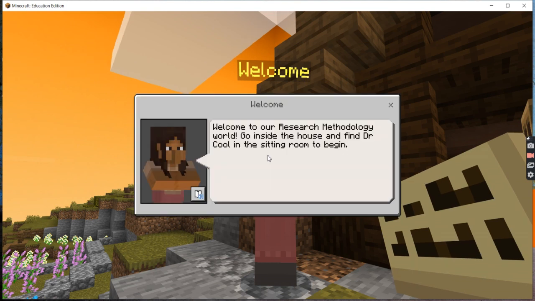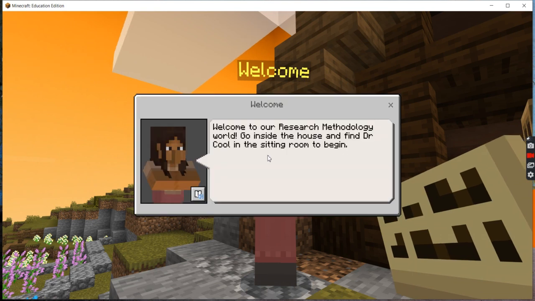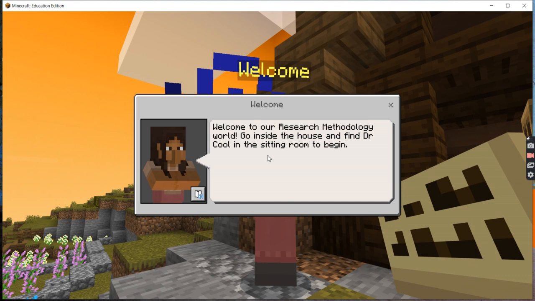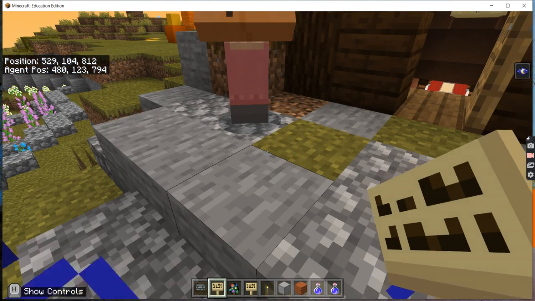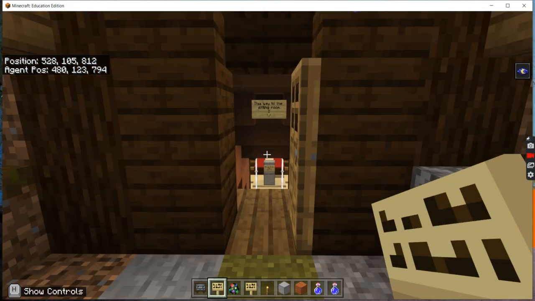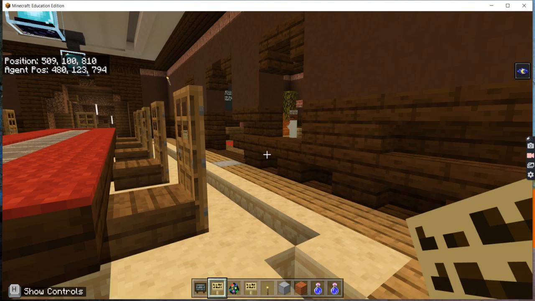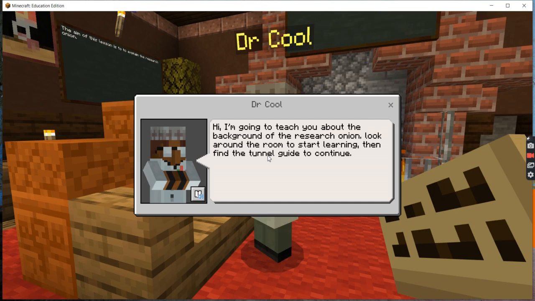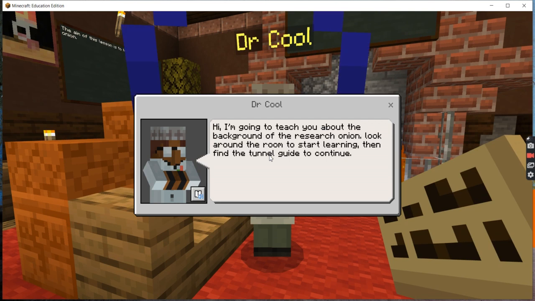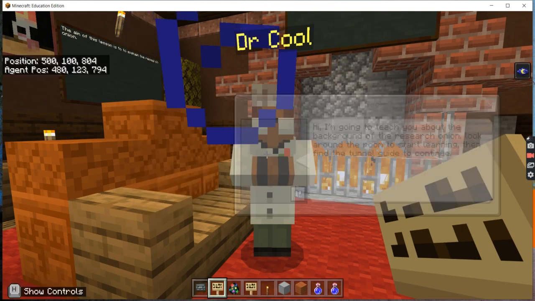Welcome to our research methodology world. Let's go inside the house to find out more. To find Dr. Ku. Here's our Dr. Ku. We will be learning about the background of the research onion. Let's move around to start learning.